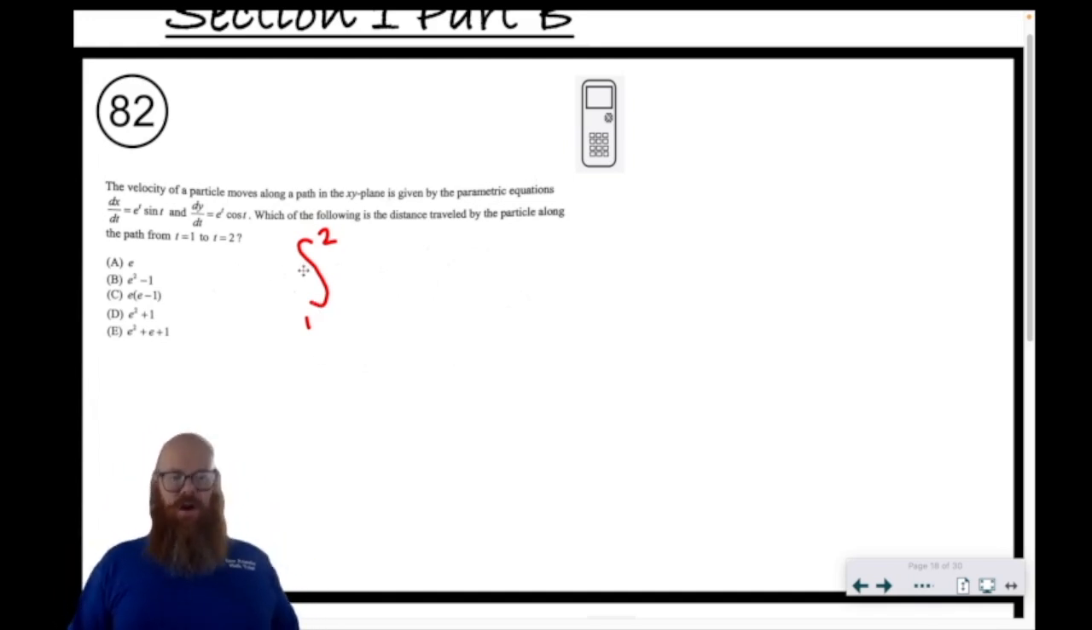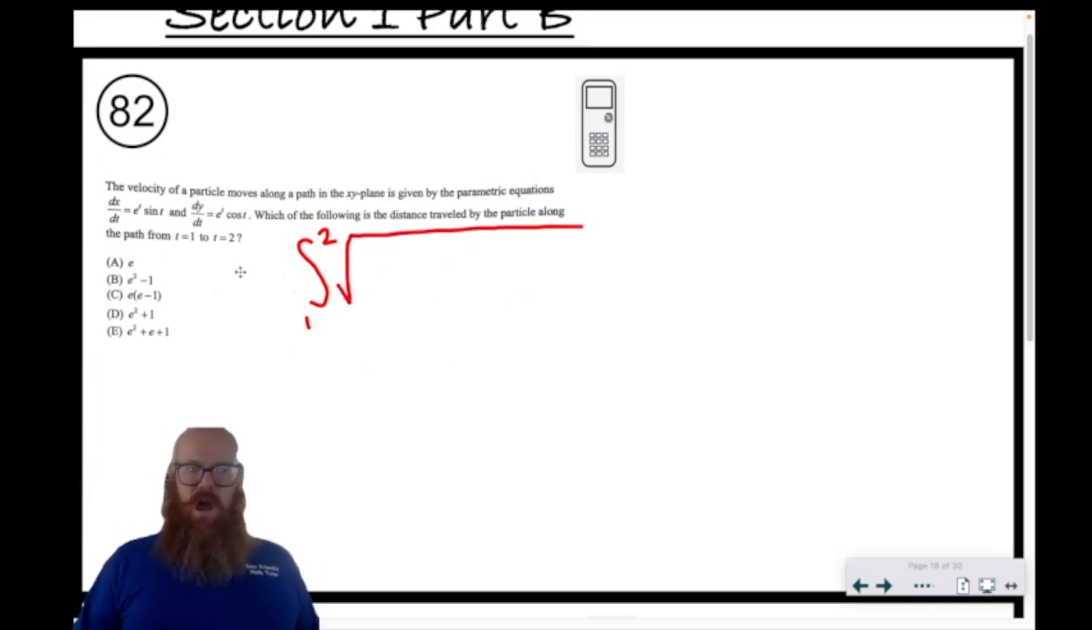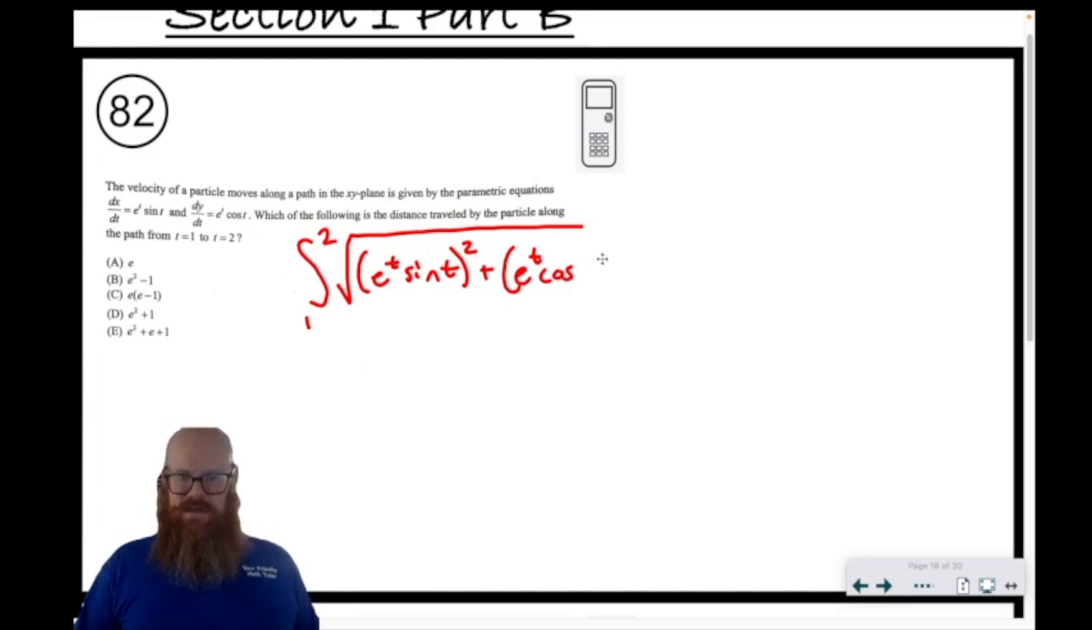And the way you find arc length in parametric is the integral of the speed. And the speed is the magnitude of the velocity. So that is the square root of dx/dt squared, so that is e to the t sine t squared, plus dy/dt squared, so that's e to the t cosine t squared, dt.